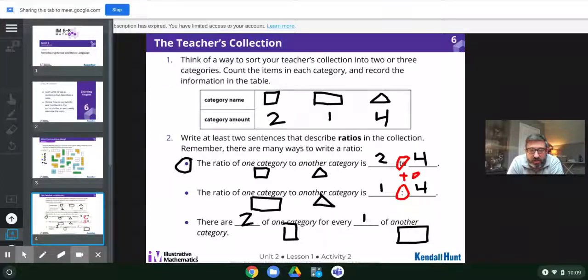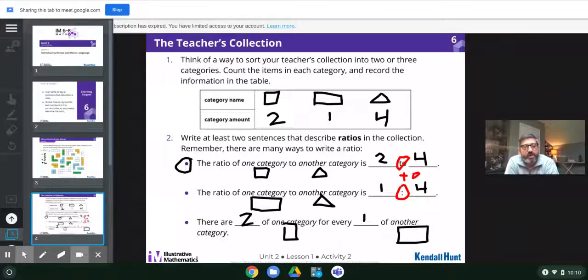So the first category, rectangles, goes with the first blank. We have one rectangle, so that goes in the first blank. The second category is triangle. We have four triangles, so the number 4 goes in the second blank. So first category, first blank, second category, second blank. So again, the ratio of rectangles to triangles is 1 to 4. Now, how do we know that? Well, we have one rectangle and we have 4 triangles.